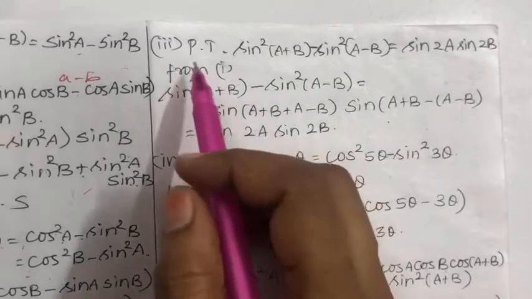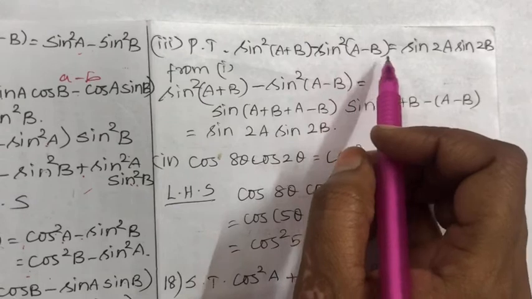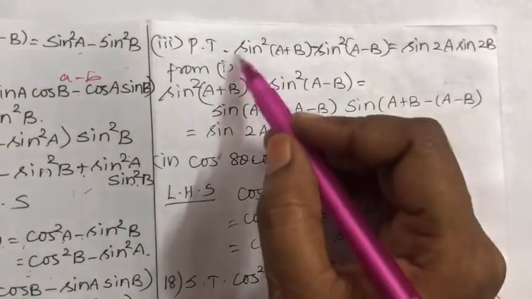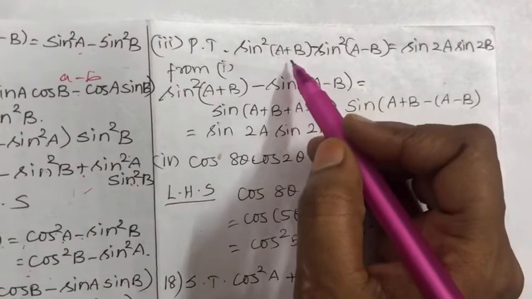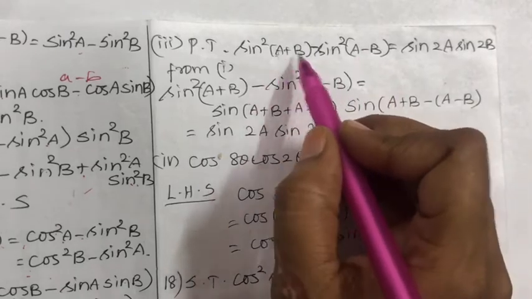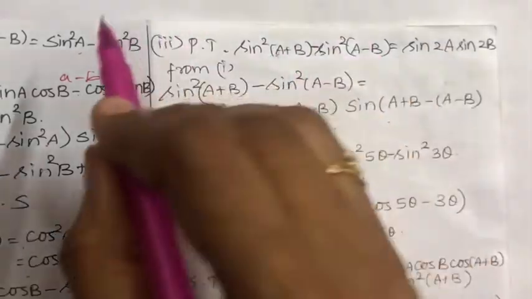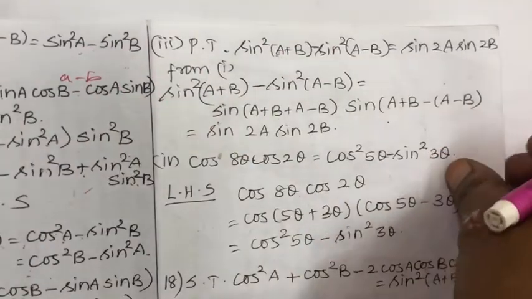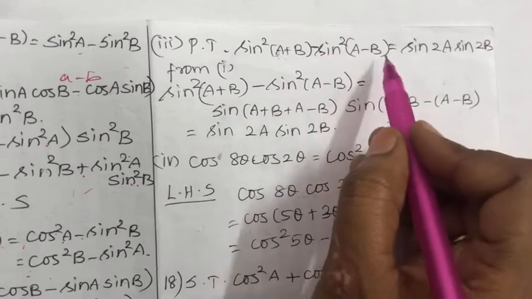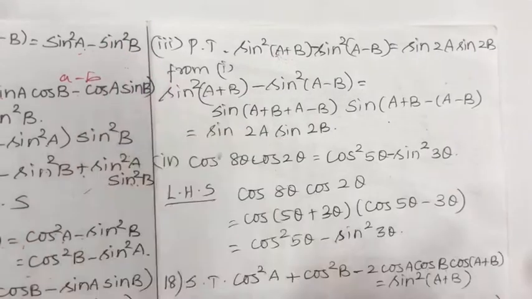So third one, prove that sin square (A plus B) minus sin square (A minus B) is equal to sin 2A sin 2B. So here we have A plus B, and here A minus B. Now here we are going to use our first result. So sin square (A plus B) minus sin square (A minus B) is similar to sin square A minus sin square B.